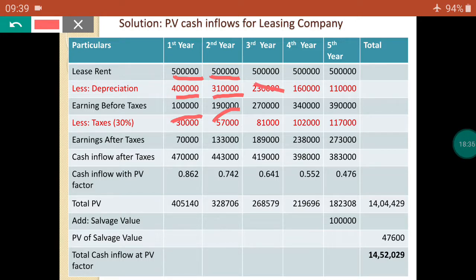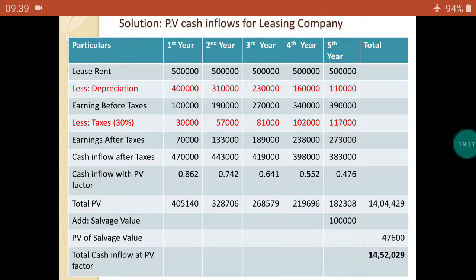Next, third year, 5 lakh is your lease rent, depreciation is 2 lakh 30,000, and you can get an EBT of 2 lakh 70,000 rupees. Fourth year, 5 lakh is lease rent, depreciation is 1 lakh 60,000 rupees, and EBT is 3 lakh 40,000. Next, fifth year, lease rent is 5 lakh, depreciation is 1 lakh 10,000 rupees, and you can get an EBT of 3 lakh 90,000 rupees. It is the calculation of EBT: lease rent minus depreciation.